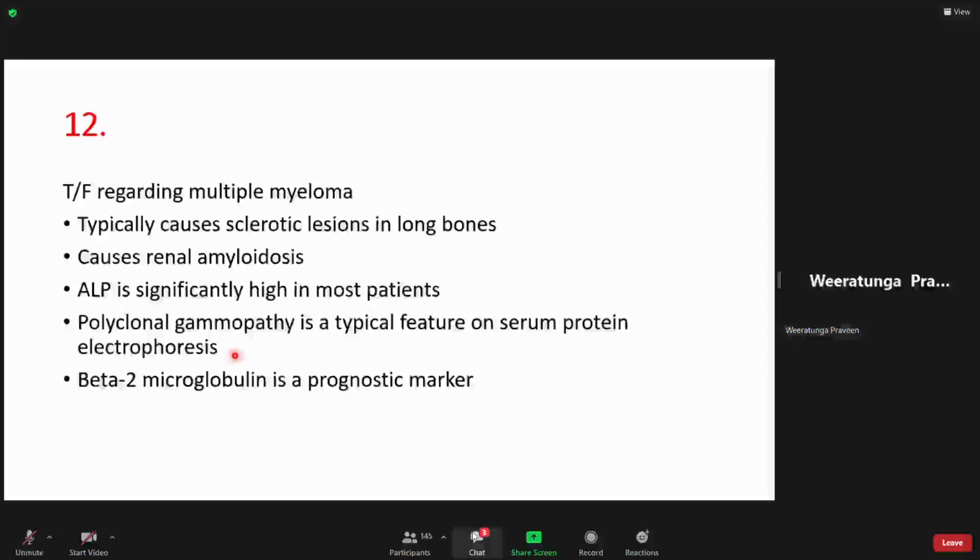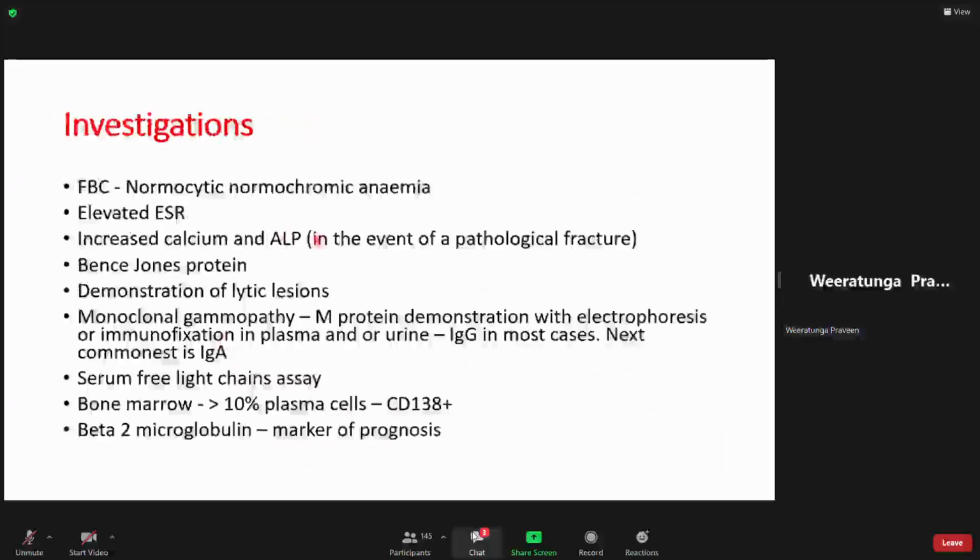ALP is usually normal in myeloma, unless there is a fracture. When there is a fracture, it goes up. This is completely different when you talk about metastasis. In metastasis, the ALP is sky high, right? But in myeloma, the ALP is normal unless there is a pathological fracture.